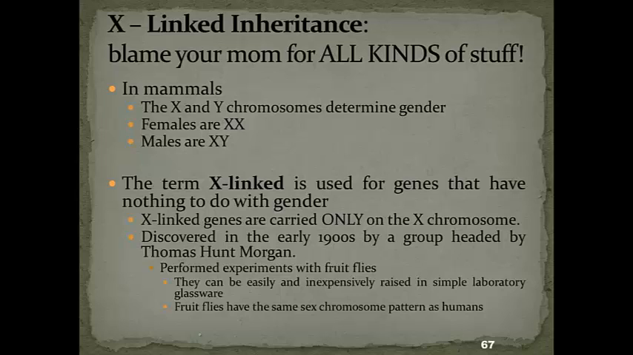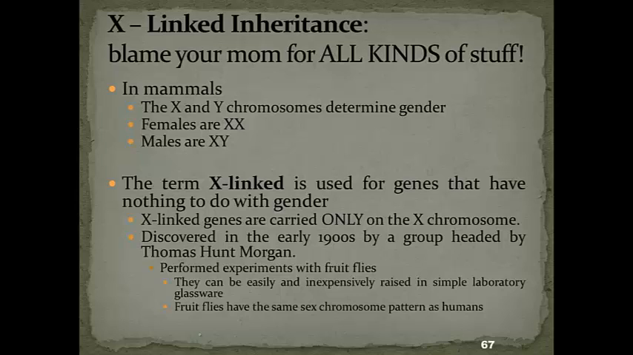X-linked inheritance was discovered in the early 1900s by a group at Columbia University, and they did experiments with fruit flies, which are awesome because they have the same sex chromosome pattern as humans, and they also go from egg to adult in about 10 days, so you can look at them for generations upon generations.